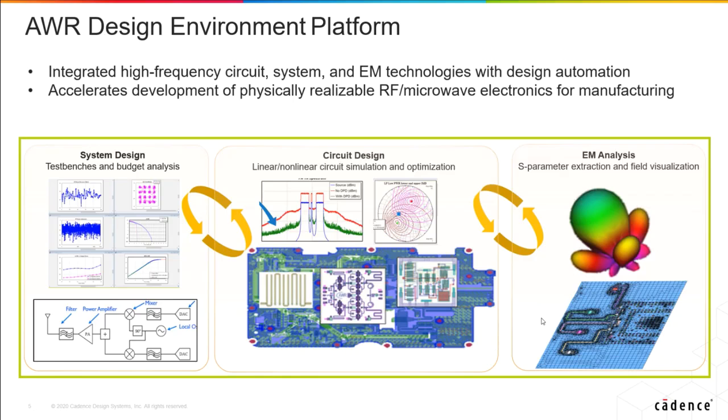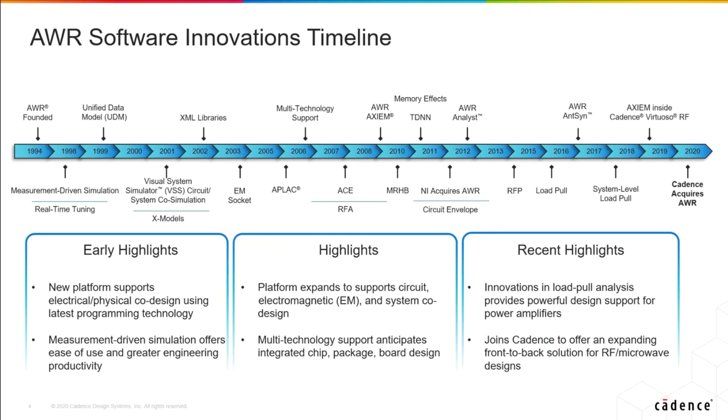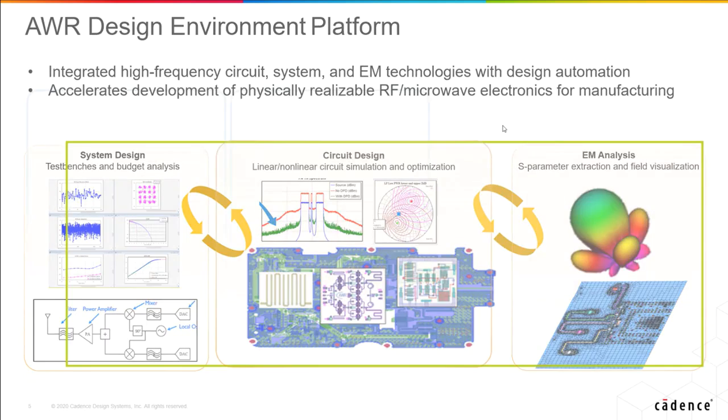Going back real quick to this slide, the two electromagnetic solvers we have in our environment right now, or three if you count one from way back in the day, but the current ones are AWR AXIEM, which is a 2.5D 3D planar method of moment solver, and AWR Analyst, which is a 3D finite element method solver.